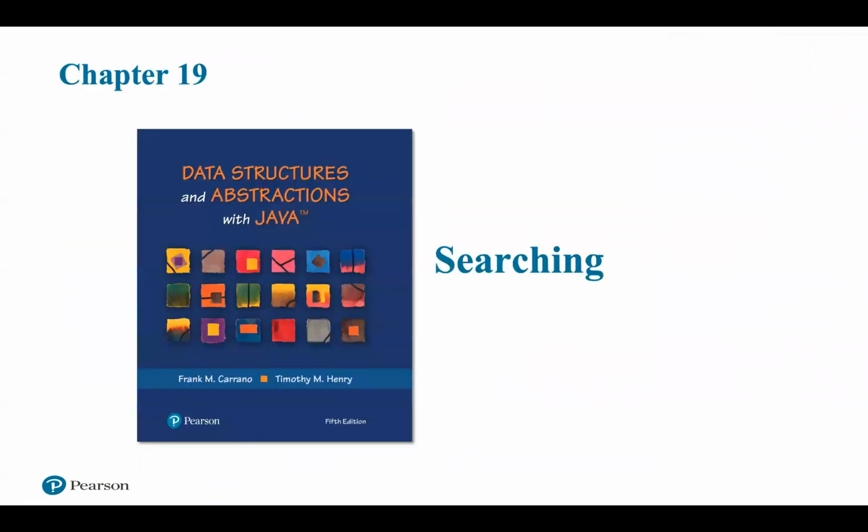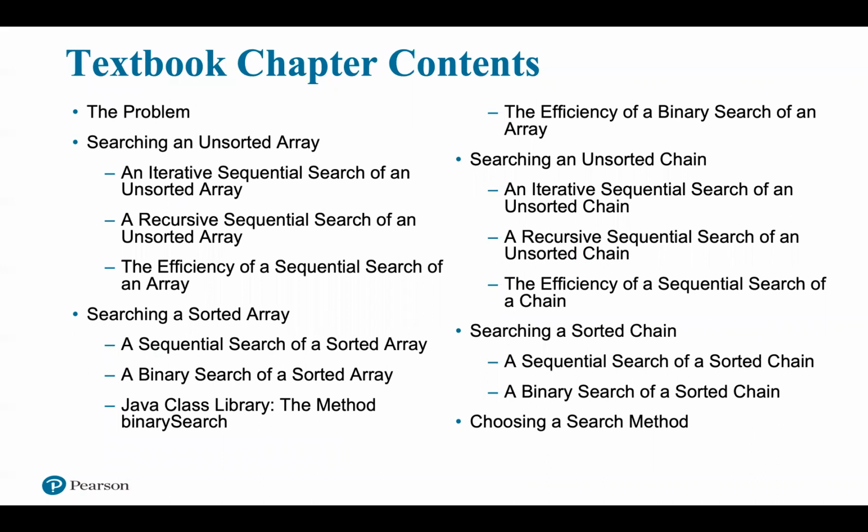So this is the various topics. And so just quickly from the textbook chapter contents, we'll talk about the common need for doing searching an unsorted array, searching a sorted array, searching an unsorted chain, and searching a sorted chain. And then finally, we'll talk about choosing a search method.